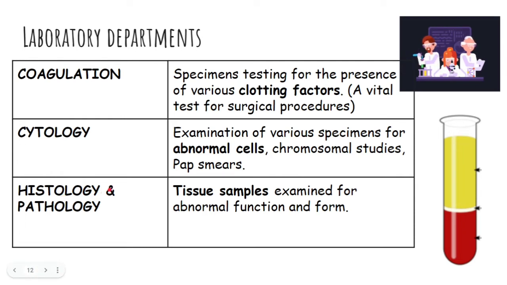Then, we also have the Department of Histology and Pathology. Histo means tissue, like tissue paper, but the tissue here is what is inside our body. We have cells, organs, tissues. Histology is again something to do with the tissues of the body. Pathology is the study of diseases. When histology and pathology are combined, that is known as histopathology. Under here, we are examining tissue samples for abnormal function and form. So, we can see if someone is developing a type of cancer. We can look at that in the histopathology department.